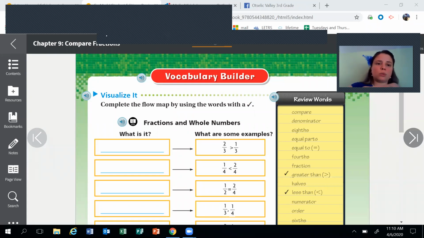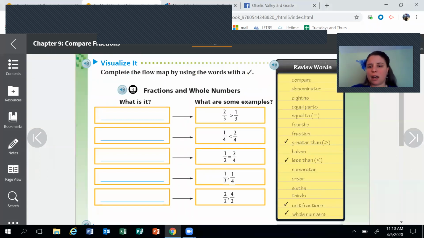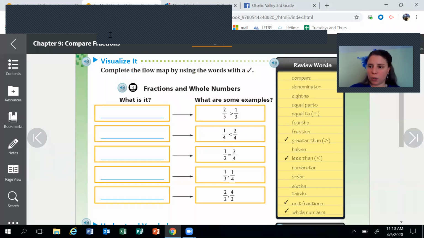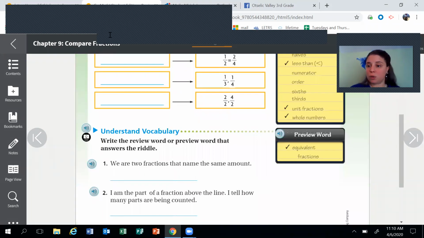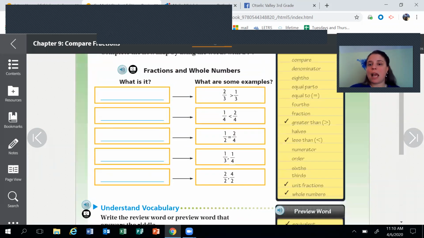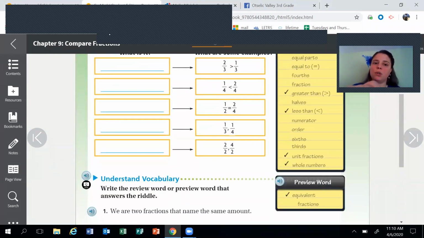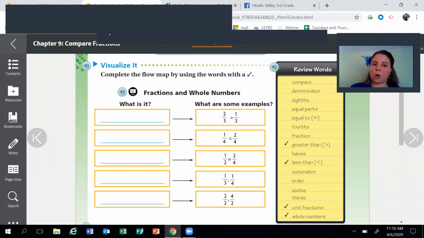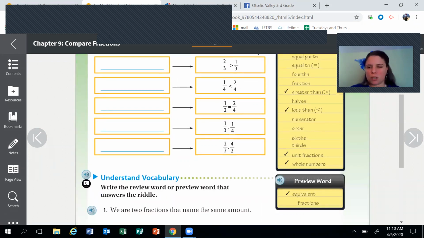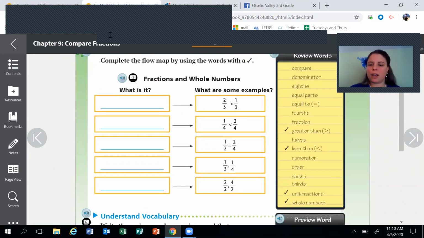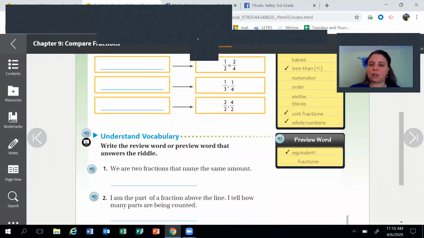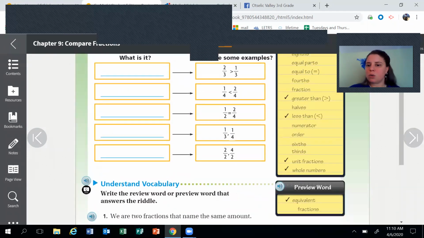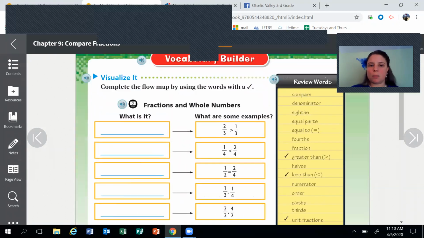Okay, so as usual, we have all of our vocabulary on the side, and it starts with review words, and then it goes into the preview words for this chapter. And whatever has a check mark next to it, we're gonna use on our what is it section. Okay, so let's read the check mark ones first. That way we know which ones we're working with. Our first one is greater than, and we have less than, unit fraction, whole numbers, and then underneath equivalent. So those are the words we have to use for the what is it part.